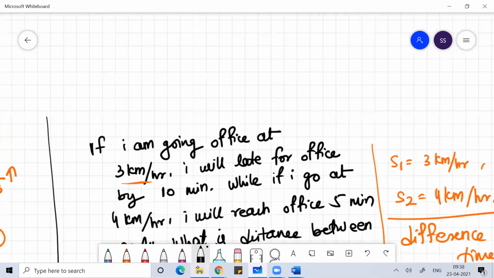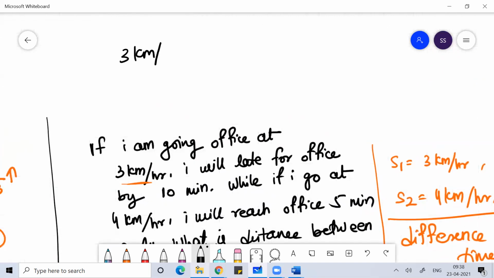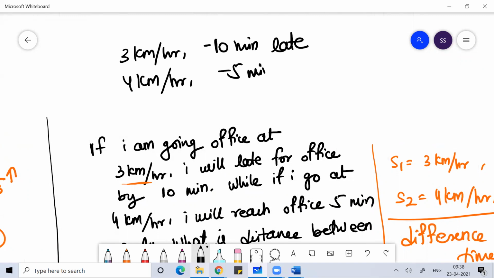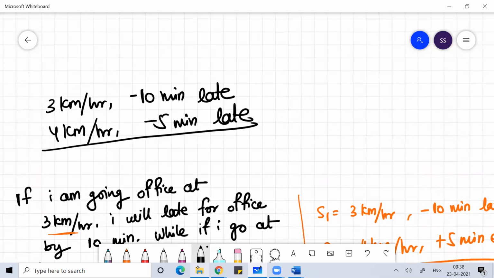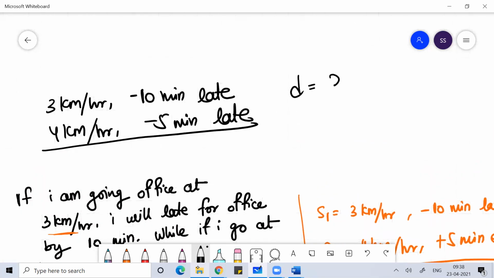So here, when I'm walking at 3 kilometer per hour, then I'm 10 minutes late, and if I'm moving at 4 kilometer per hour, then I'm 5 minutes late. What is the distance between my home and office? Again, you'll do the same thing. Distance is equal to 3 into 4 divided by 3 minus 4. Take positive sign modulus. And what is the difference in time? Difference in time here will be 5 minutes.